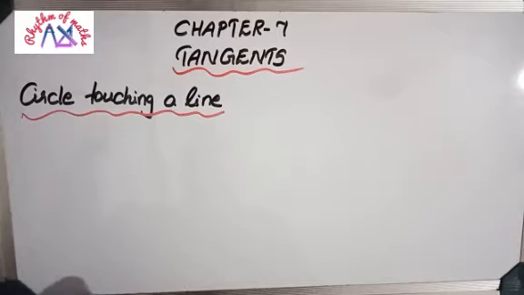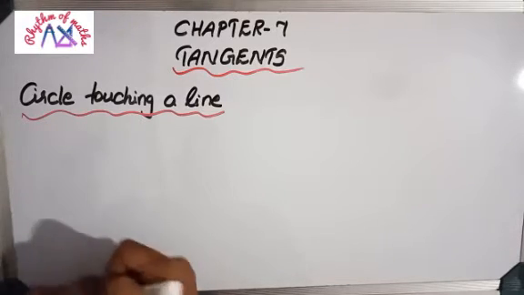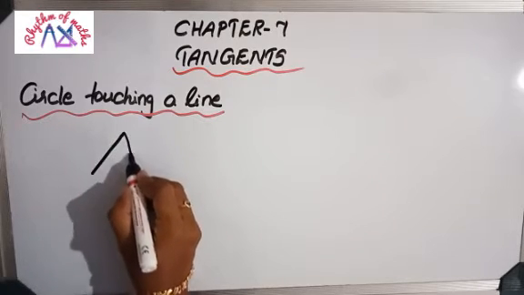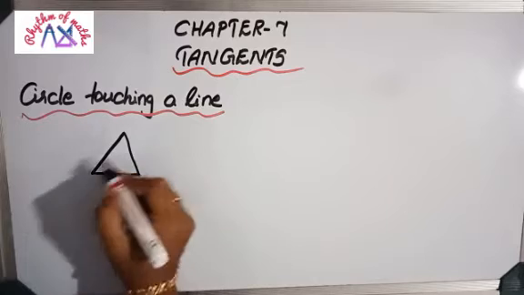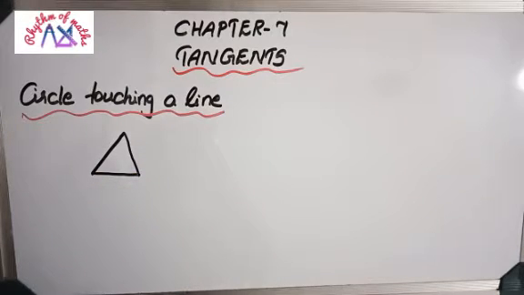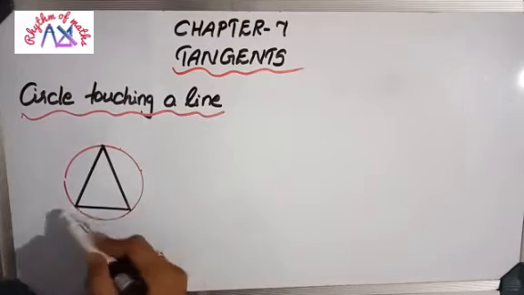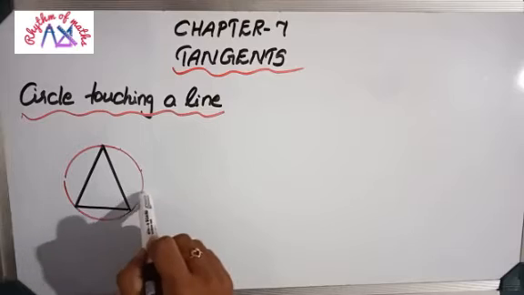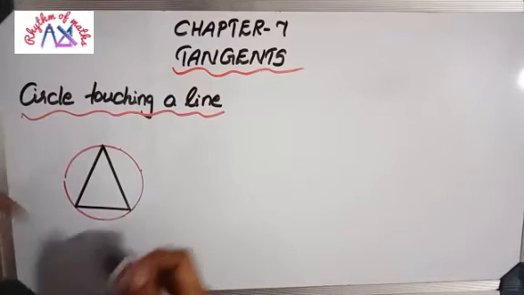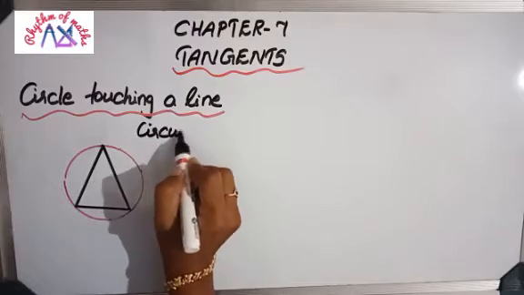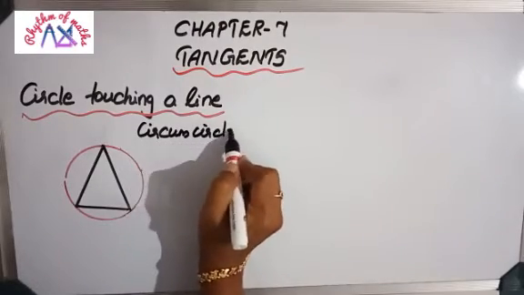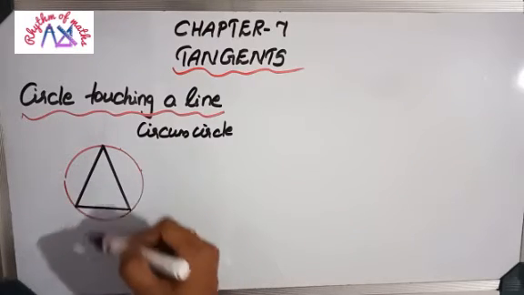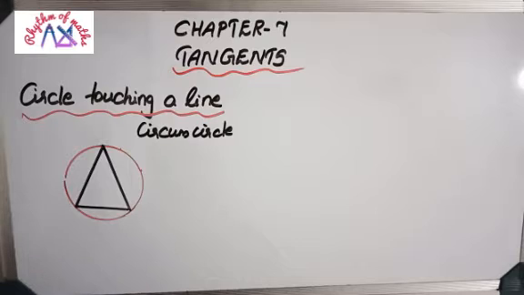In 9th standard you have learned about circumcircle. Circumcircle means what? A circle outside the triangle, where all the three vertices of a triangle touch the circle like this. This is known as circumcircle. This we have already learned in the 9th standard. And the method was by drawing the perpendicular bisector of each and every line, or at least two lines. That was the method to draw the circumcircle.